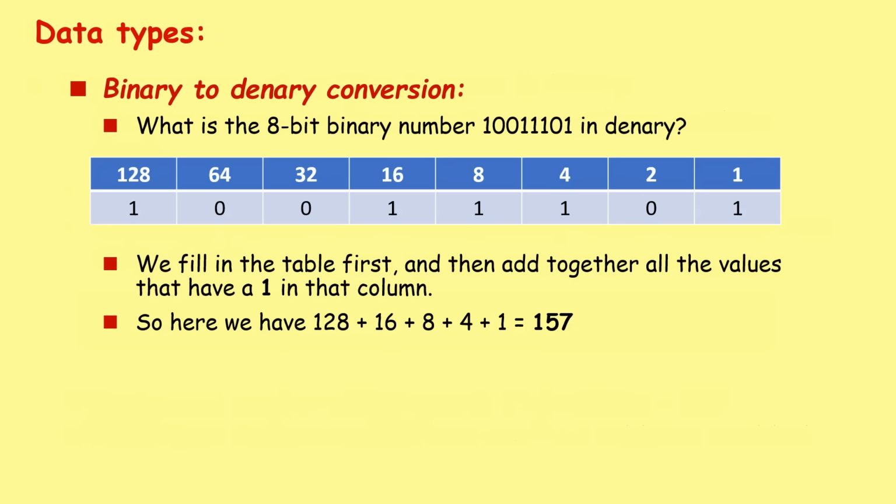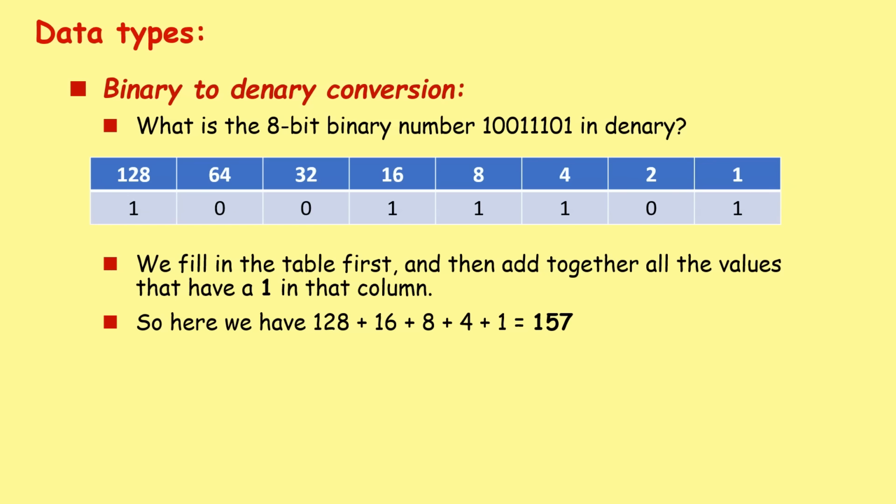Binary to denary conversion. What is the 8-bit binary number 1001101 in denary? Well, we just have to fill in our table. If it's an 8-bit number, it's from 1 to 128. We write out the ones and zeros. If there's a 1, that's a value that we need to add together. So in this example, it's 128 plus 16 plus 8 plus 4 plus 1 equals 157.